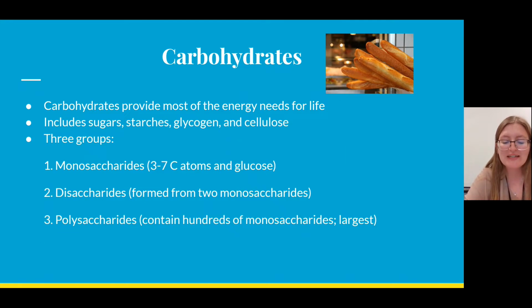Monosaccharides contain from 3 to 7 carbon atoms and include glucose, where disaccharides are formed from 2 monosaccharides by dehydration synthesis. So this is when glucose and fructose form sucrose. Polysaccharides are the largest carbohydrate and may contain hundreds of monosaccharides. The principal polysaccharide in the human body is glycogen, which is stored in the liver or skeletal muscles. Starches are polysaccharides formed by glucose in plants, and cellulose is a polysaccharide formed from glucose by plants that cannot be digested by humans.